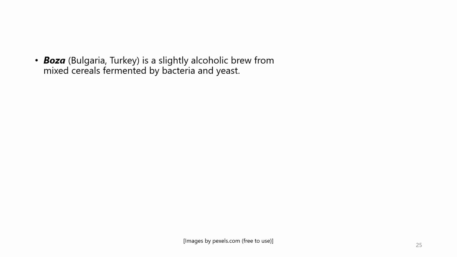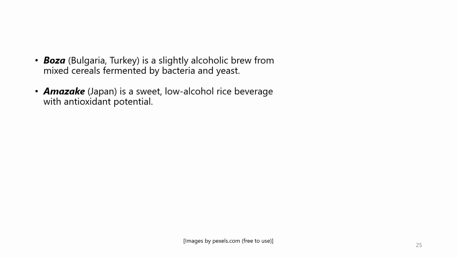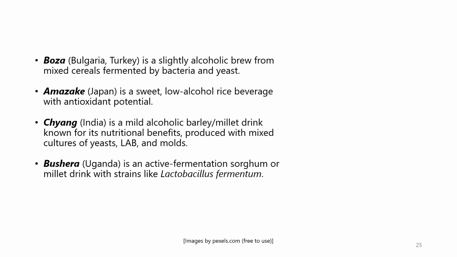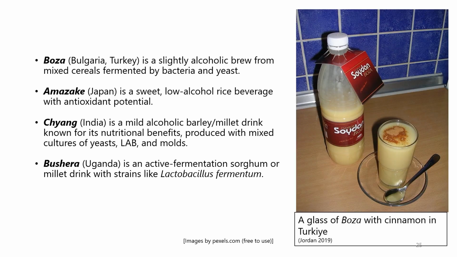A few examples: Boza from Bulgaria and Turkey is a slightly alcoholic brew from mixed cereals fermented by bacteria and yeast. Then we have Amazake from Japan, a sweet, low-alcohol rice beverage with antioxidant potential. Then we have Siang from India, a mild alcoholic barley millet drink known for its nutritional benefit, produced with mixed cultures of yeast, LAB and molds. Then we have Bushera from Uganda, an actively fermented sorghum or millet drink produced with strains like Lactobacillus fermentum.